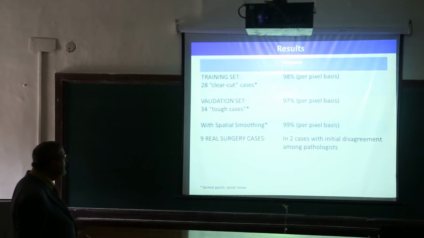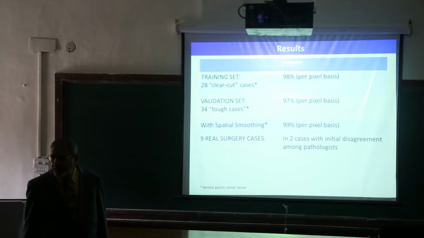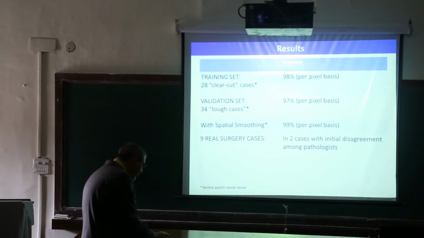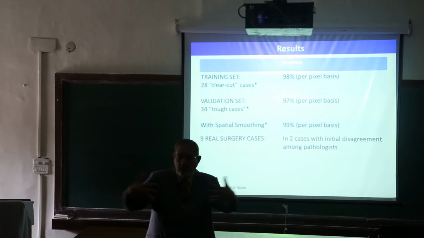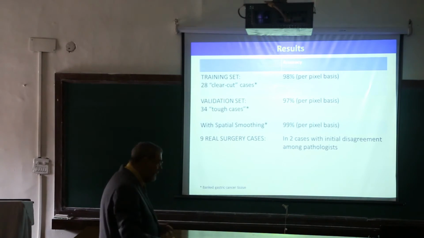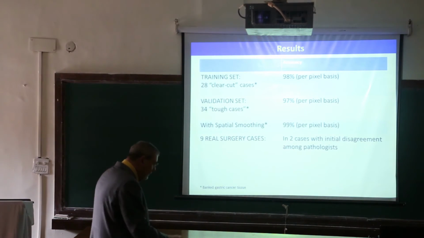Well, how well does it do? The training set, 28 clear-cut cases. Look, 98% pixel by pixel is what we got by this technique. Okay, validation set. Now these are 34 tough cases. Folks, what do I mean by a tough case? It's when you got cancer and non-cancer going like this. Interpenetrating. Very tough. Follow what I'm saying? It's 3D, not 2D either.